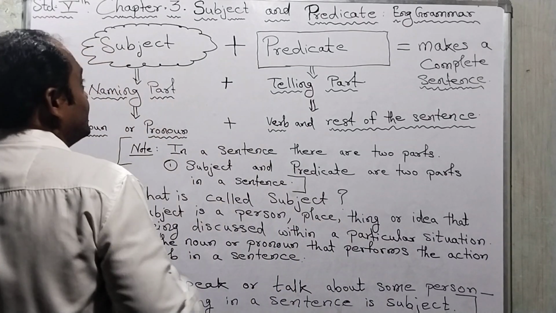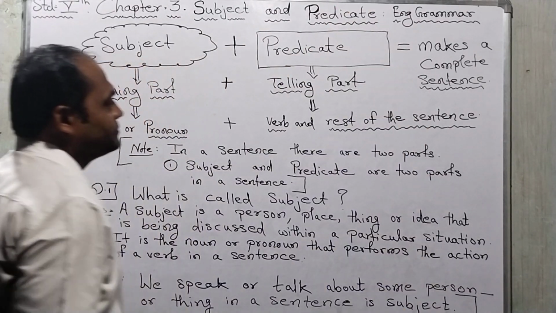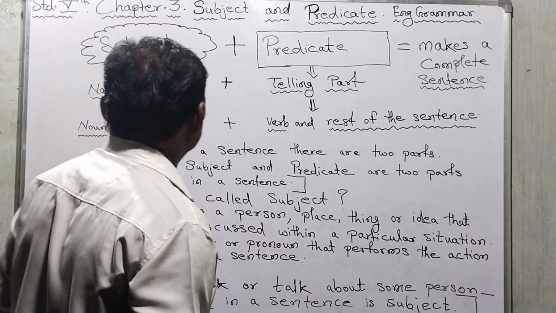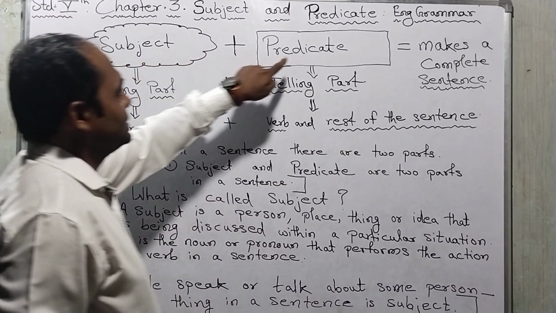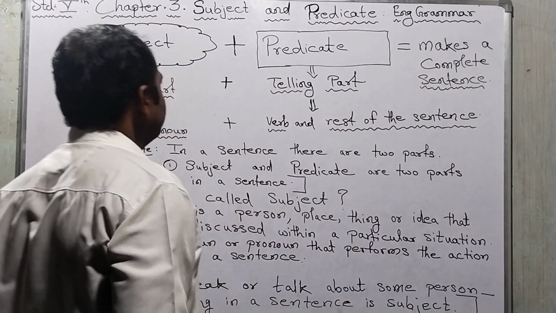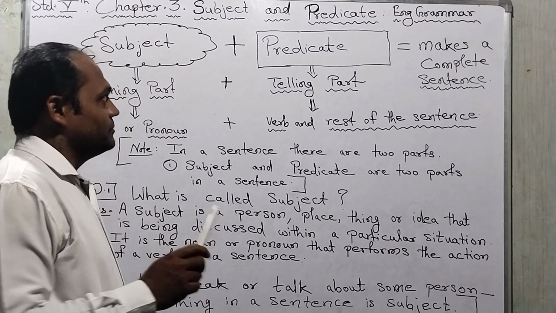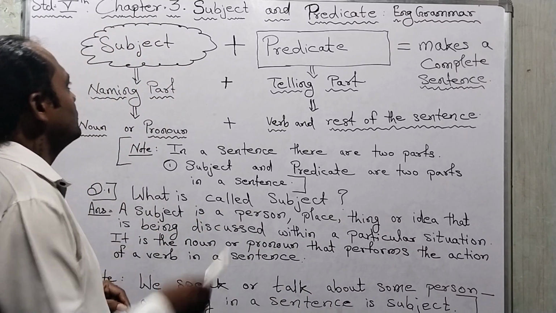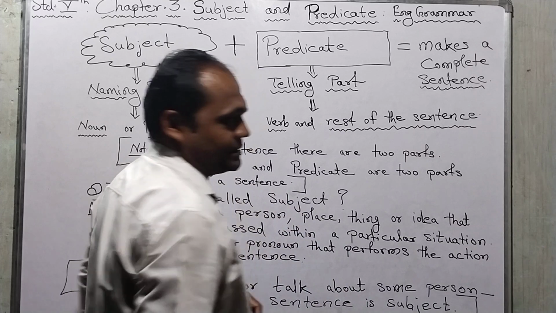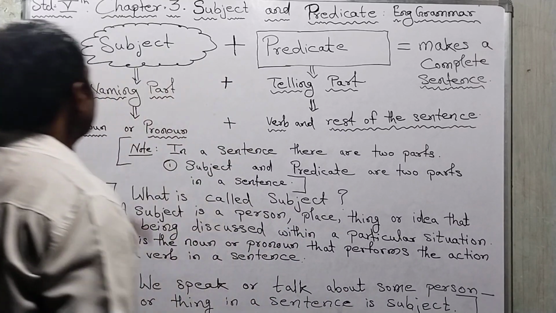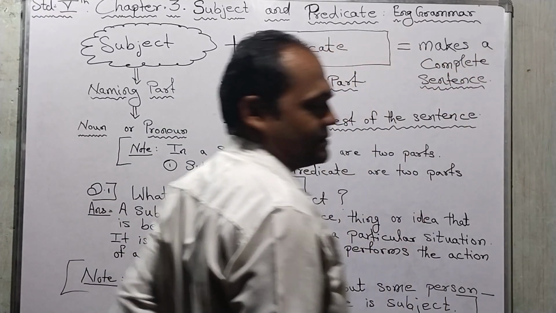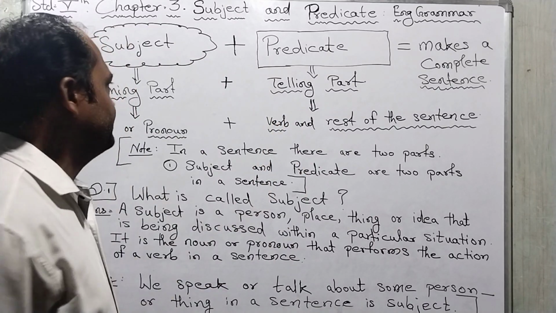So the chapter is subject and predicate. So what do you mean by subject and predicate? Let's understand it. Here is the subject, here is the predicate, and together they make a complete sense. That means in this chapter, we must know what is subject, what is predicate, and how it makes a complete sentence. Got it? So subject plus predicate equals a complete sentence. This is the first step.